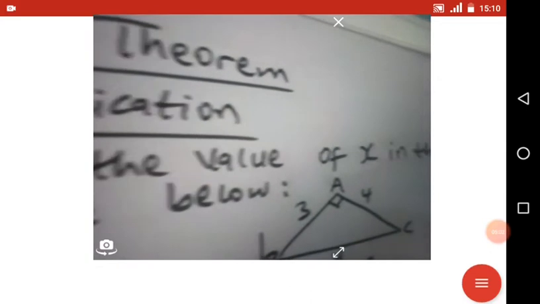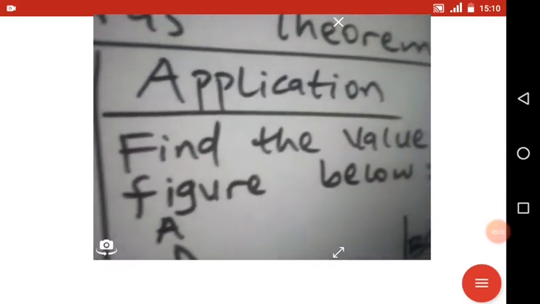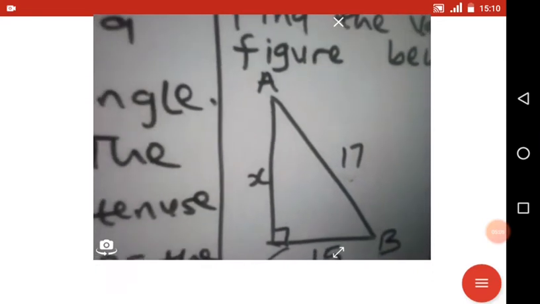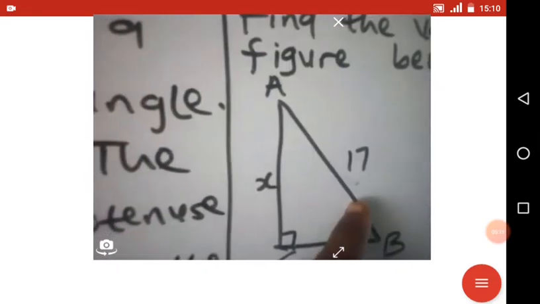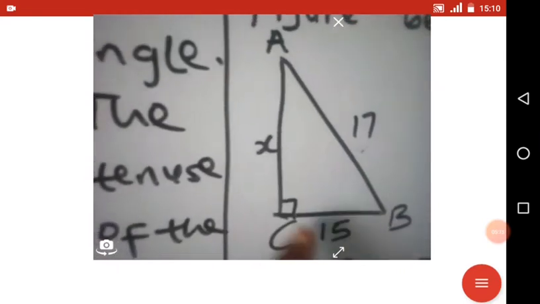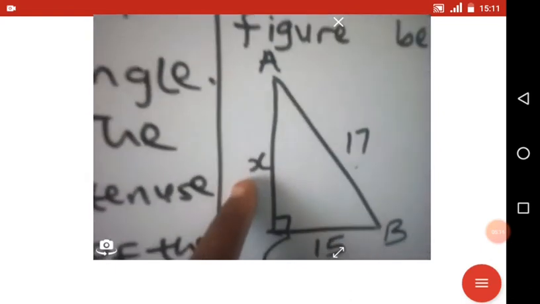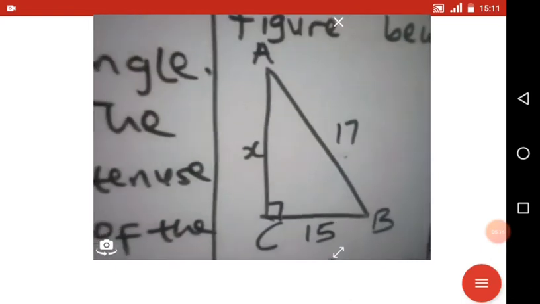Find the value of x in the figure below. This is the first question. The hypotenuse, this is the longest side, is 17 and the base is 15. We are asked to find the height of the triangle. Don't forget it is a right angle triangle.